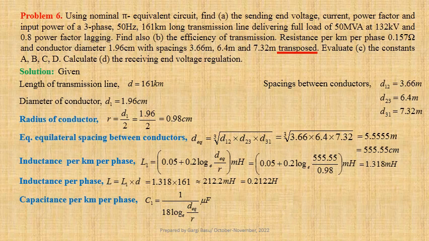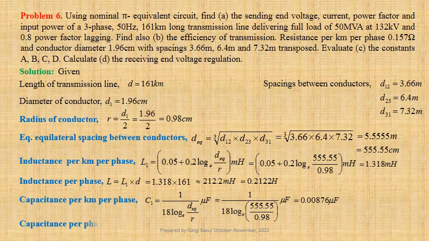Expression for capacitance per kilometer per phase C1 equals 1 upon 18 into log of DQ upon r microfarad. Using values we get 1 upon 18 into log of 555.55 upon 0.98 microfarad. That gives us 0.00876 microfarad. Now we shall calculate capacitance per phase. C equals C1 into D. Using values we get 0.00876 into 161. That gives us 1.41 microfarad or 1.41 into 10 to the power minus 6 farad.